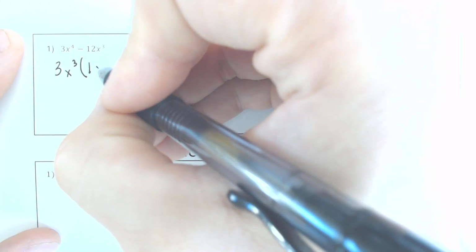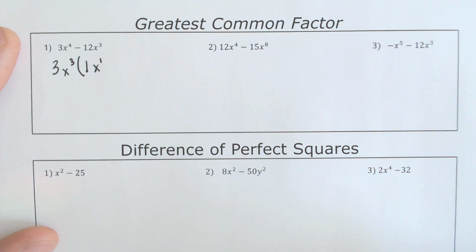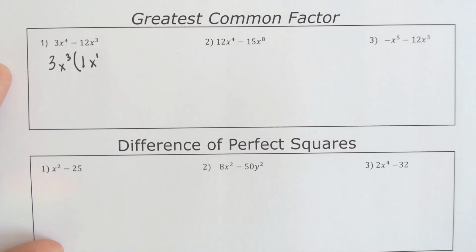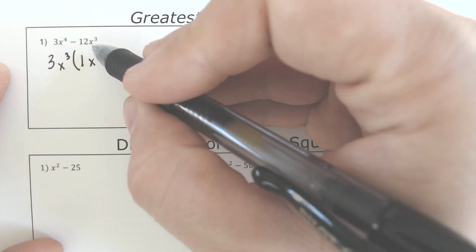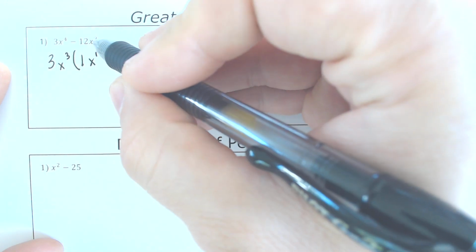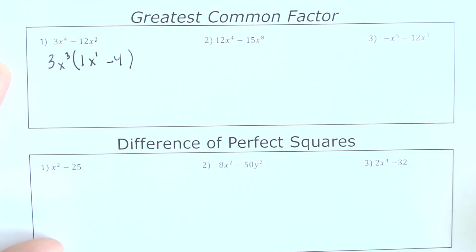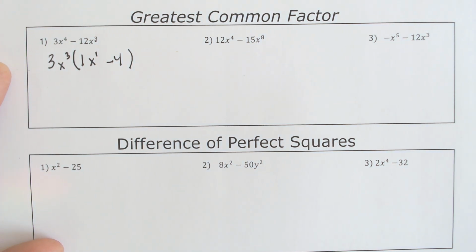All right? From here, we are going to recognize that this 3 divided by 3 becomes a 1. And then x to the fourth divided by x to the third ends up being x to the first. Okay? So from here, then we are going to also divide the 12 by 3, which gets us 4. And x to the third divided by x to the third gets us x to the 0 power. So we're just going to write x minus 4 there.